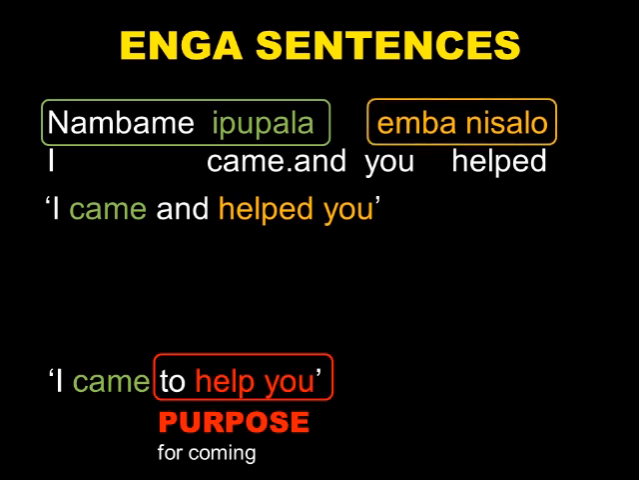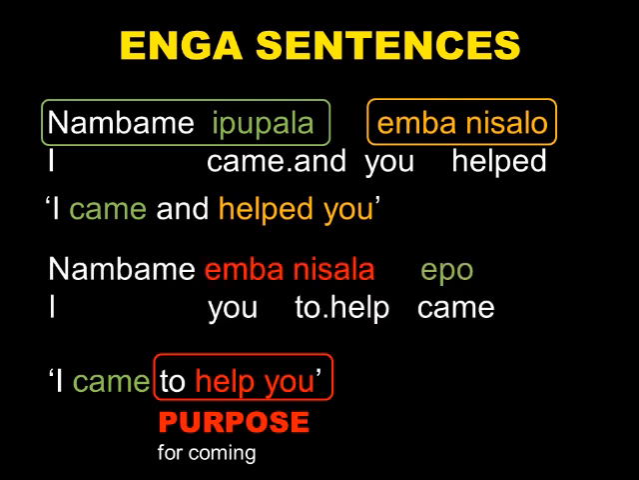However, when we want to show that the purpose of coming was to help you, then we say, Namba me emba nisalo ipo, which we gloss as, I, you to help, came. Notice that now the order is different to English. The main verb is now at the end of the sentence, and the purpose clause comes before it.